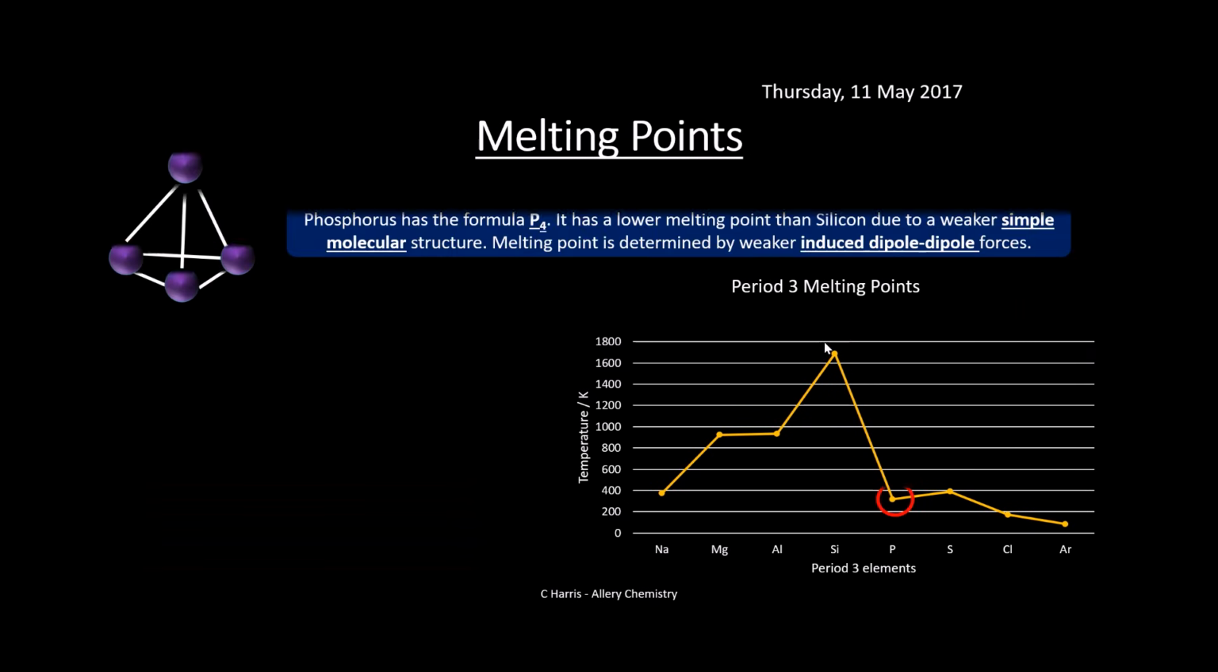Okay, let's look at phosphorus. Now, phosphorus is the formula P4, much lower compared to silicon. Huge drop here. It is just simple molecular structure. It's not giant covalent anymore.